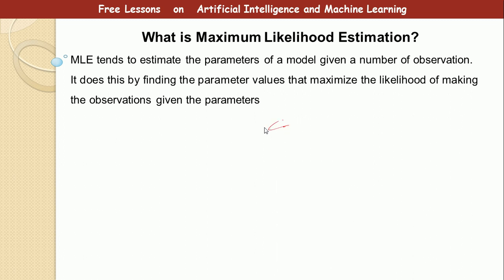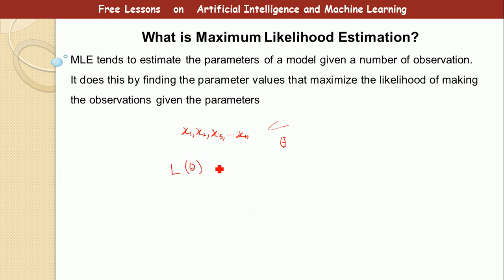Okay, so we have x1, x2, x3, xn. Now we want to find the likelihood of a given parameter, let's call this parameter theta. We want to find the likelihood of this parameter.